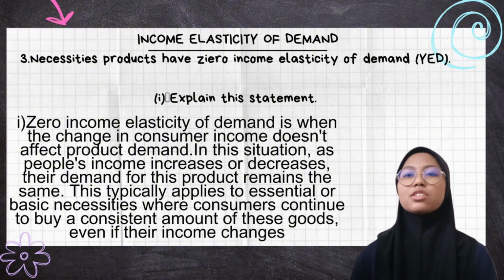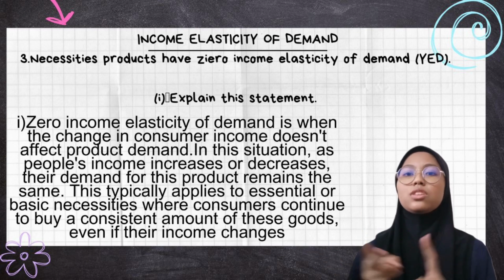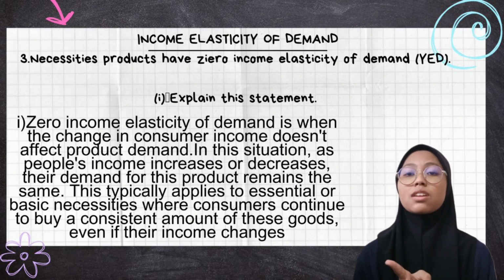This typically applies to essential or basic necessities like certain food items, utilities, or essential healthcare, where consumers continue to buy a consistent amount of these goods, even if their income changes.